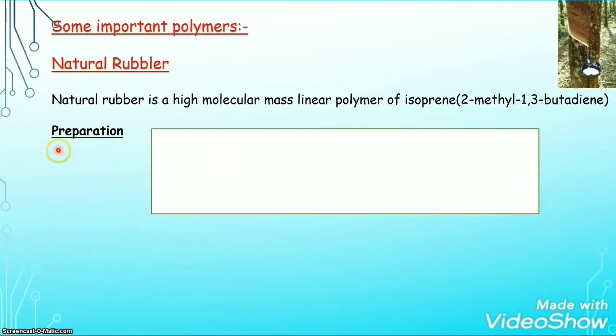Let us study preparation of natural rubber. For this, we need a monomer, that is isoprene. What is isoprene? Students, observe the structure of isoprene carefully as isoprene is 2-methyl 1,3 butadiene. 2-methyl, that means methyl group is present on the second carbon atom, while 1,3 butadiene, that means double bond is present after first and third carbon atom.